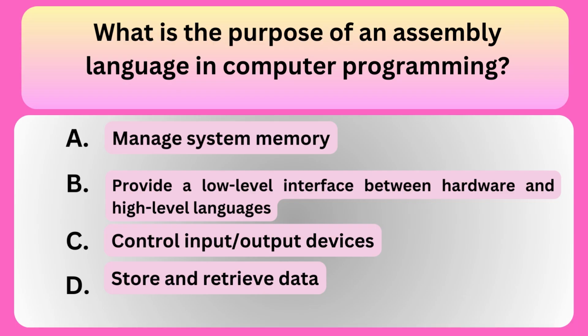What is the purpose of an assembly language in computer programming? Manage system memory, provide a low-level interface between hardware and high-level language, control input or output devices, store and retrieve data. And the right answer is provide a low-level interface between hardware and high-level languages.